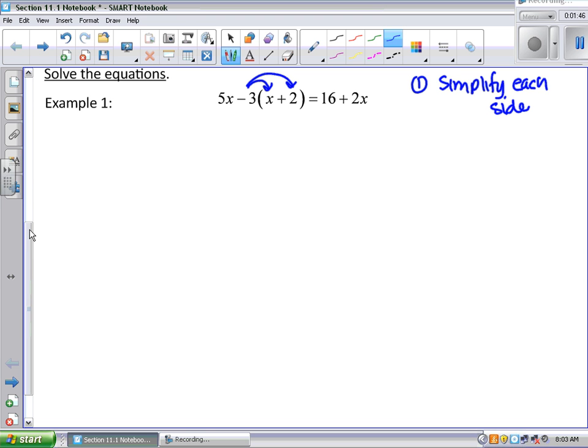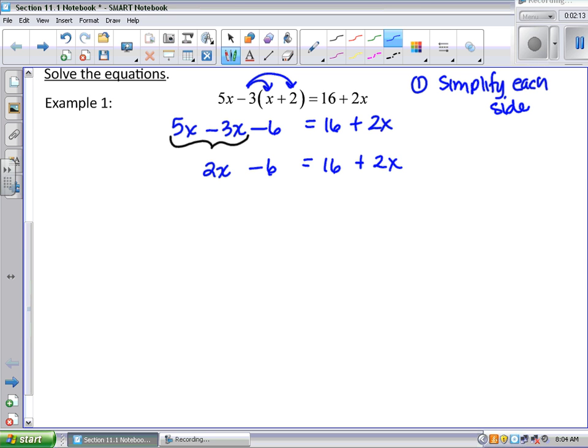of your equation. So here we're going to have 5x. We're distributing the negative 3, so we're going to have minus 3x minus 6 equals 16 plus 2x. On the left-hand side, we have like terms that we can combine. 5x minus 3x is 2x, minus 6 equals 16 plus 2x. Now I want to use my addition property to get all of my x terms on the same side of the equation. I'm going to subtract 2x from each side.